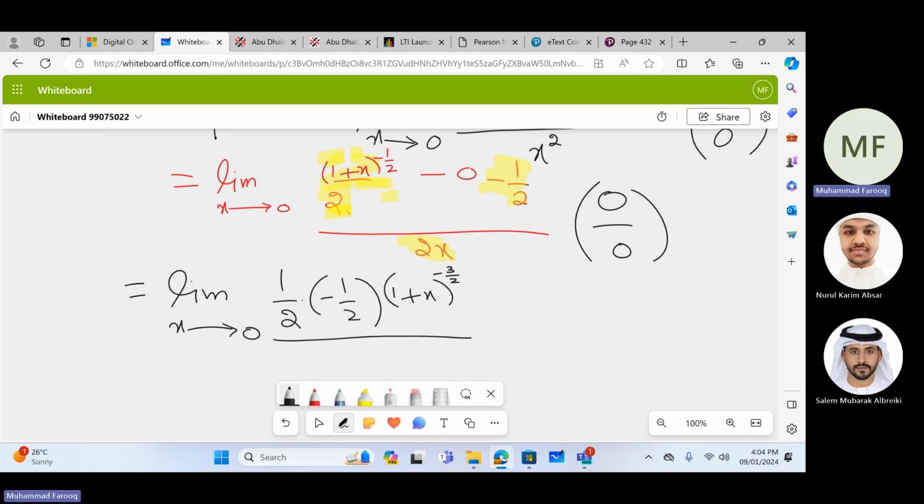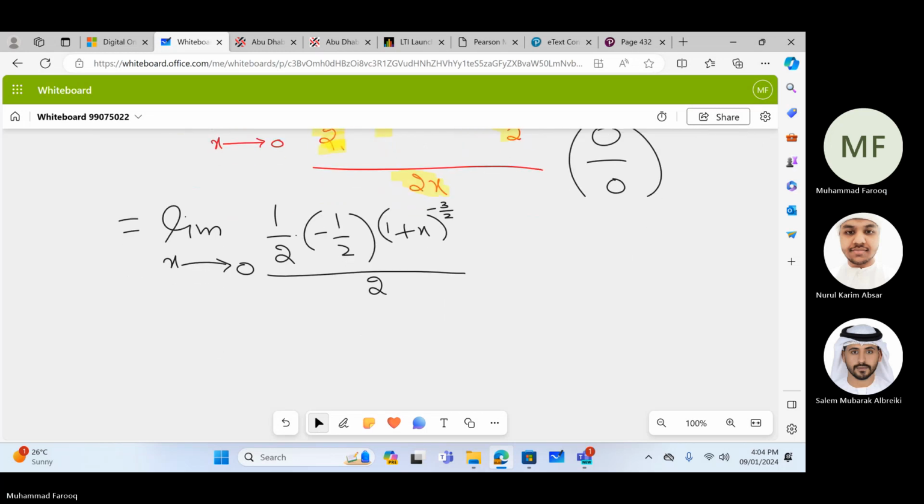Okay. Divide by 2x, what is its derivative? So 2x derivative is 2. Okay, just wait. Why is it multiplied by 1? Simplify first, or I think you can apply now limits. Put now 0 here. 1 plus 0 is 1. And 1 power minus 3 by 2, how much? 1. Okay, so please, what is your answer finally? Negative 1 over 8. And we get the answer of limit.